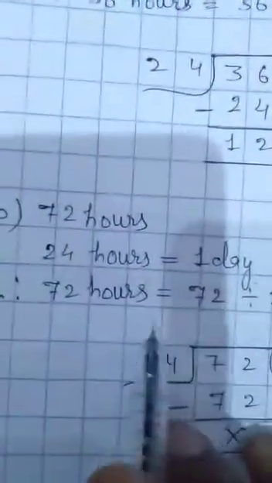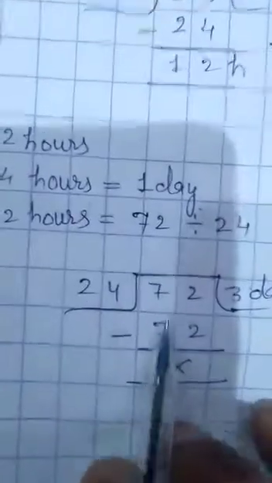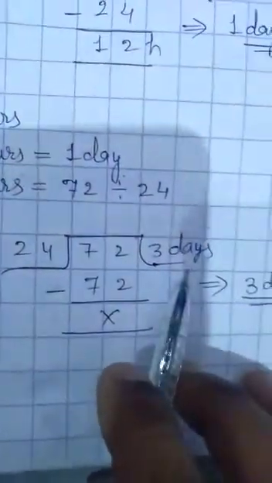Now part B of question number 8 is 72 hours. Same as before, we know very well 24 hours equals 1 day. So 72 hours equals 72 divided by 24. When we divide 72 by 24, it will be 3 days only. So the answer will be 3 days.